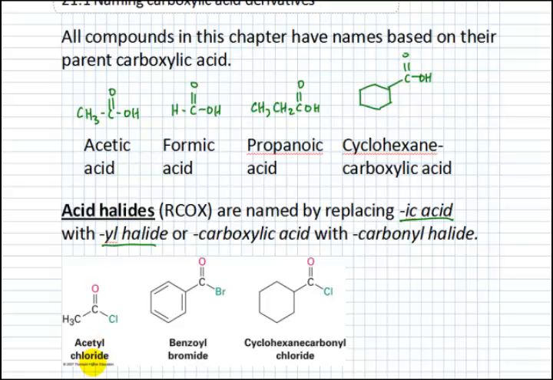So benzoic acid is a benzene with C double bond O, OH. So the acid bromide derived from it is benzoyl bromide, right? Benzoic acid, I only took the ic, so there's benzoyl bromide. Look at cyclohexane carboxylic acid. I now have cyclohexane carbonyl chloride. The carboxylic acid becomes carbonyl halide.